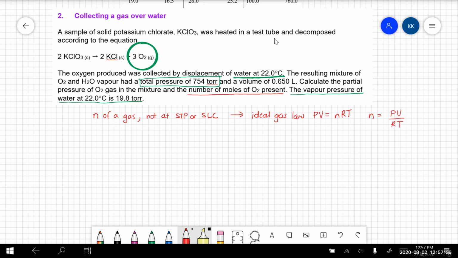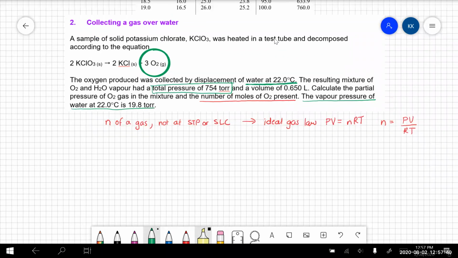What do we know out of this? We know the volume. We're told 0.650 litres. We know the temperature is 22 degrees Celsius. Of course, we will convert that to Kelvin. And we know R because it's a constant. The pressure is what we need to find out. But the pressure of the oxygen gas is only part of the total pressure.